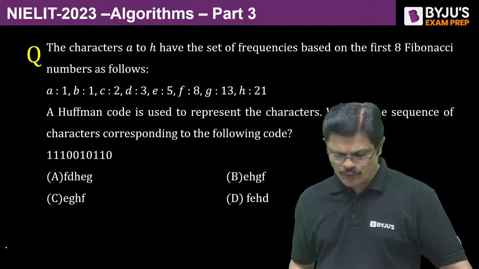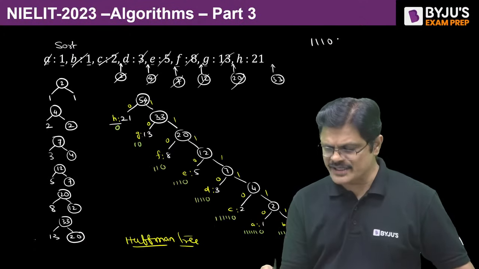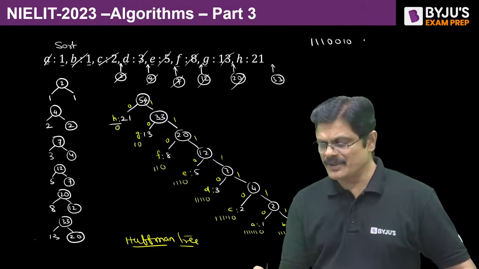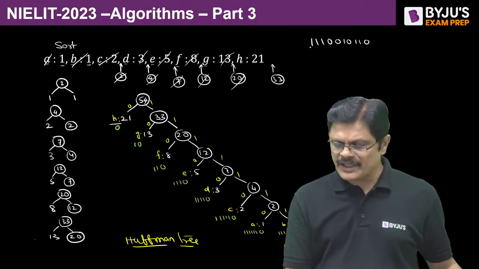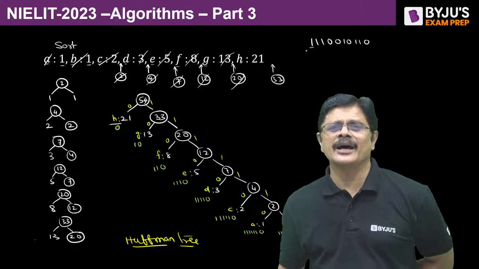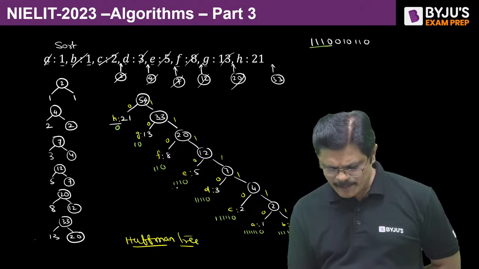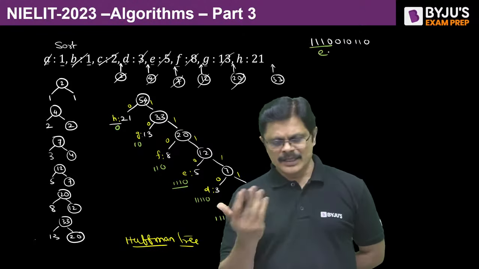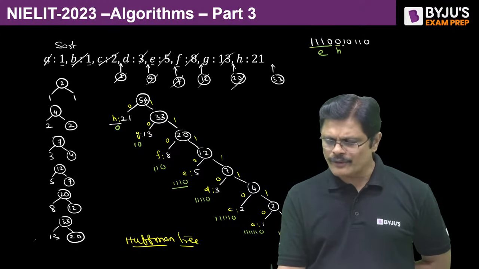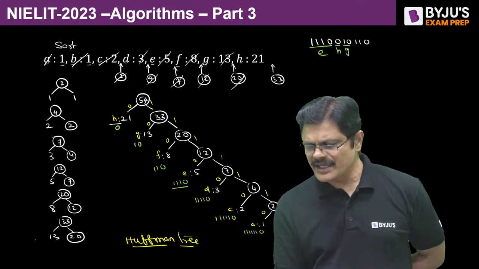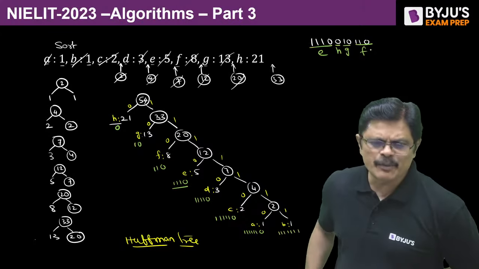So let us see this particular code which is given: 1110 010 110. Now if you observe how to decode it, is there any letter with code 1? No. 11? No. 111? No. 1110? Yes. 1110, that is E. Done. Next, is there anyone with 0? Yes, that is H. Is there anyone with code 1? No. 10? Yes, immediately write down, 10 is G. Is there anyone with code 1? No. 11? No. 110? Yes. 110 is F. It is very simple to identify the code.